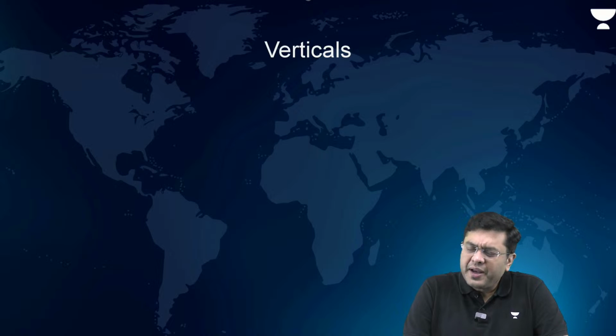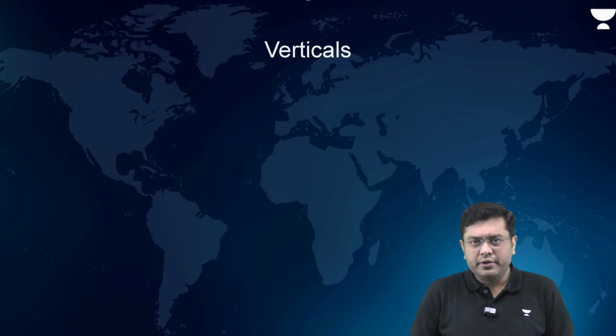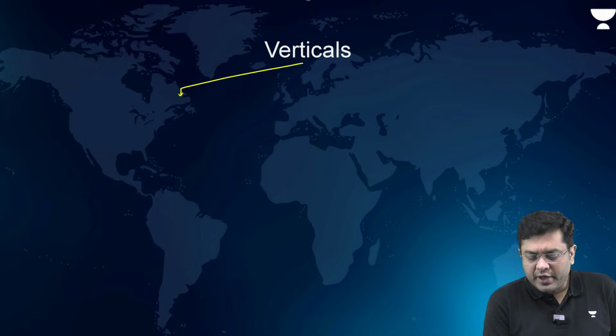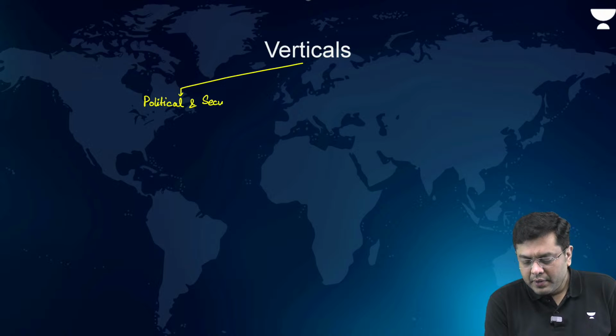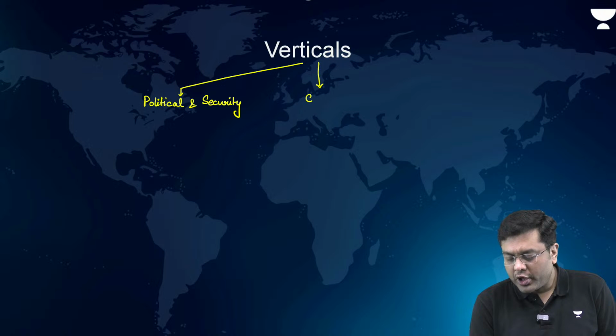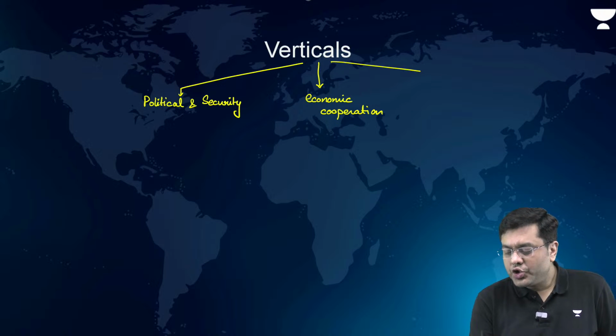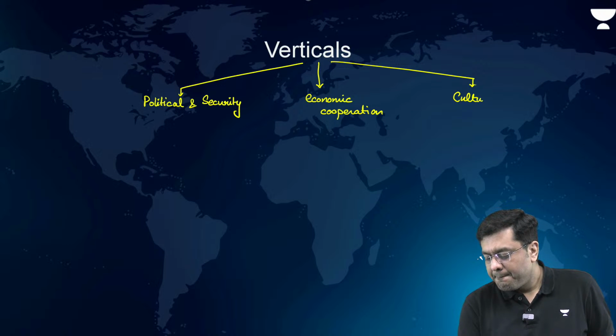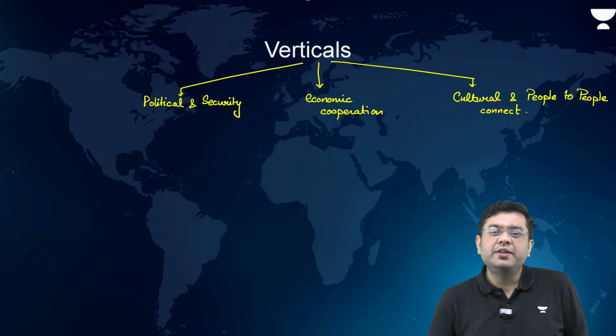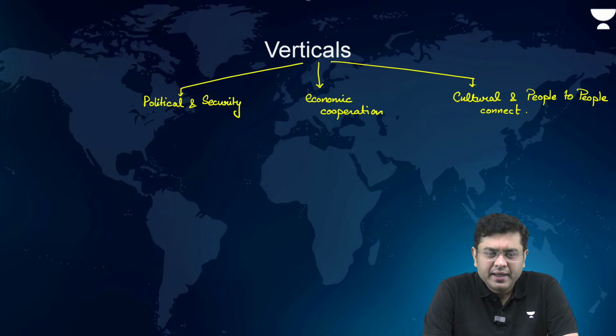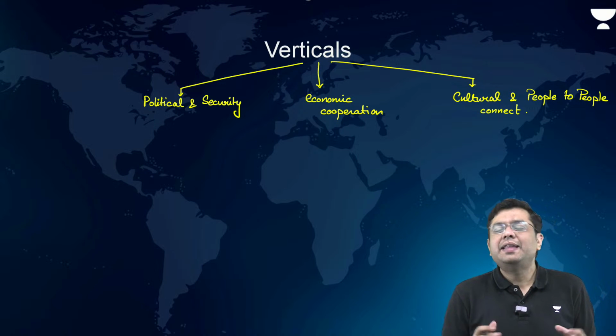Okay? Now, BRICS is governed by primarily three different verticals. What are the verticals for BRICS? One is political and security. Second is economy and economic cooperation. And the third is cultural and people-to-people contact. These are the three verticals upon which decisions are taken, upon which the progression in the summit happens. Now, what was the outcome of the Kazan summit in each of these verticals? That needs to be understood.